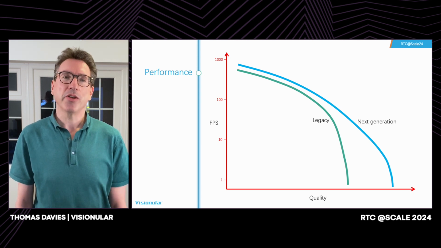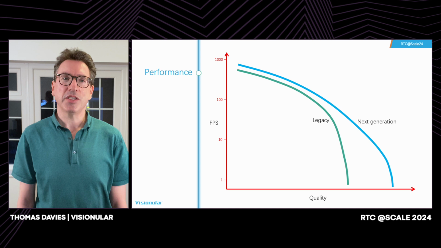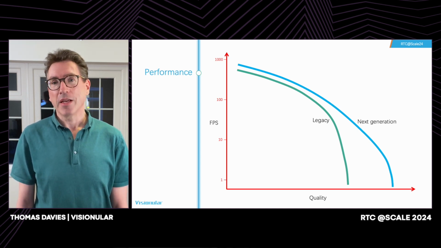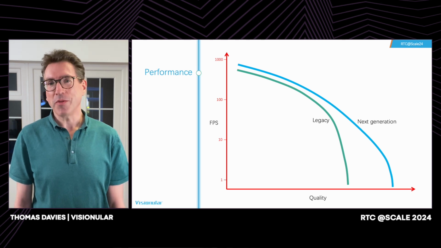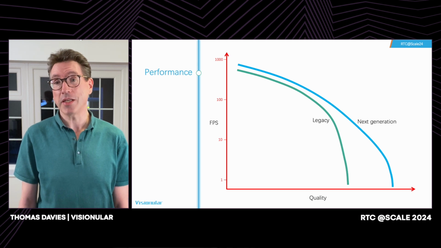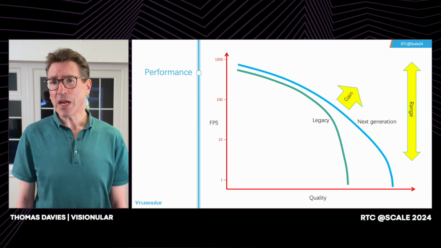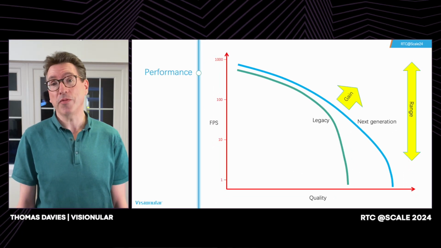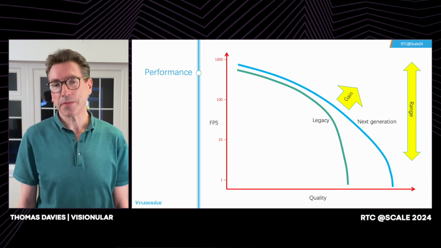So ideally, your next generation solution sits above the curve for your legacy solution the whole way. But given the specialist nature of some of the encoding solutions you have for RTC, this can be quite a challenge. So you're aiming to do two things. Firstly, you're aiming to move your curve above and to the right to get more gain across this range. But you're also trying to improve the total range that you can reasonably cover, where you do get good performance. So it's a double challenge.